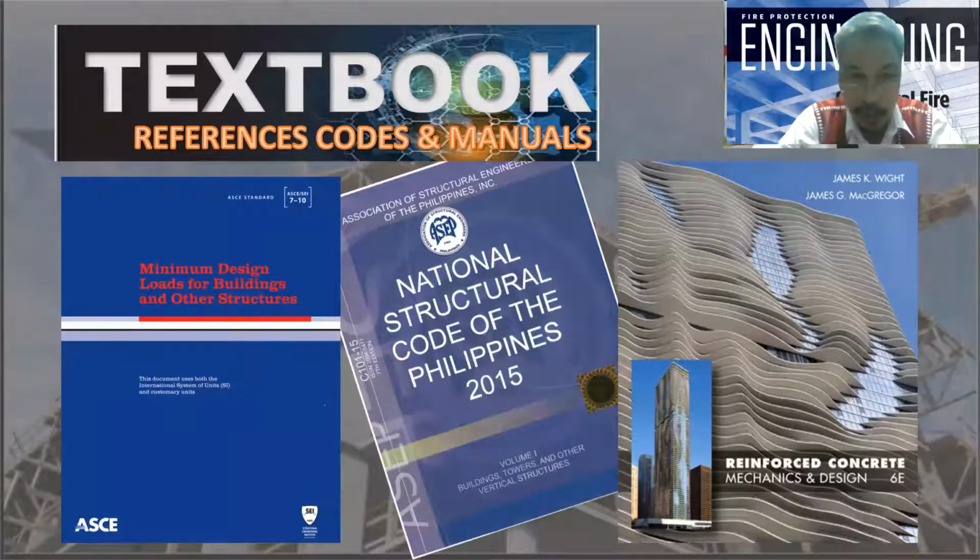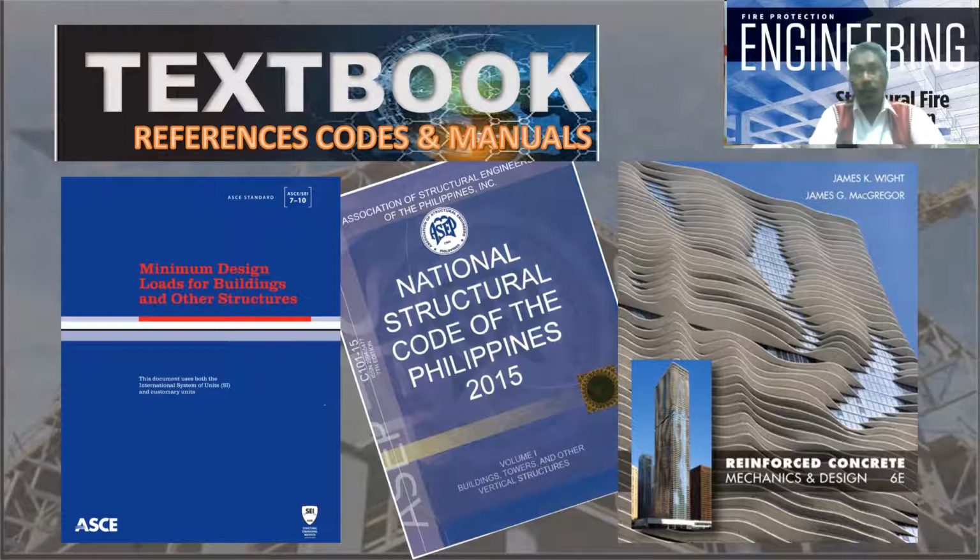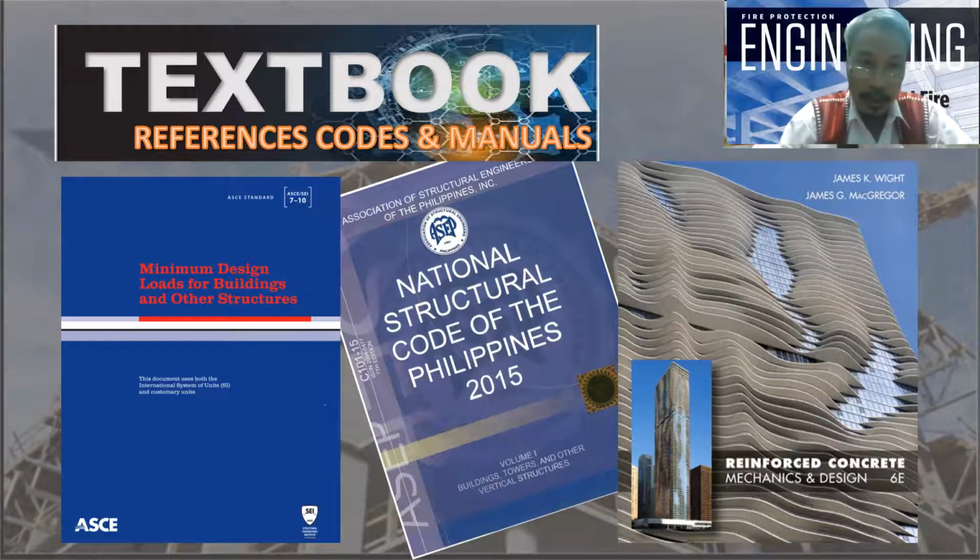And references, codes, and manuals also. You can use ASCE. ASCE meaning American Society of Civil Engineers. Minimum Design Loads for Buildings and Other Structures. We have to use this because we want to know the design parameters for loading of a structure, either it is a building or otherwise.